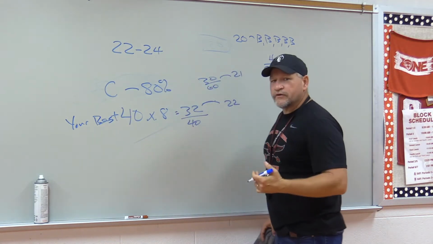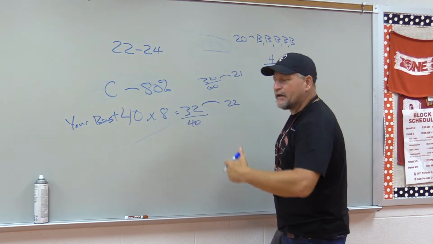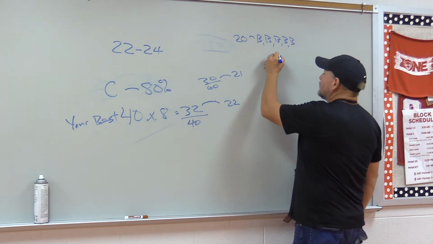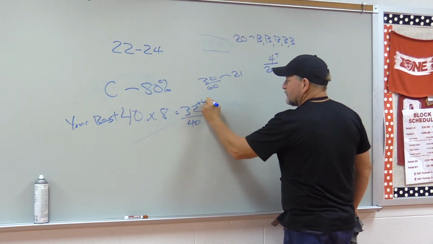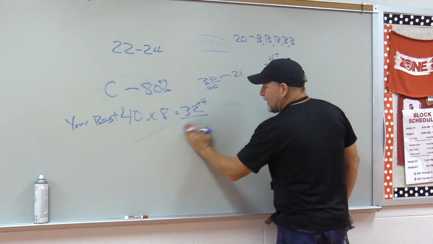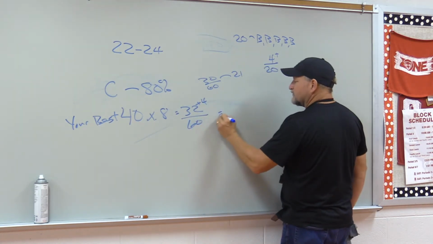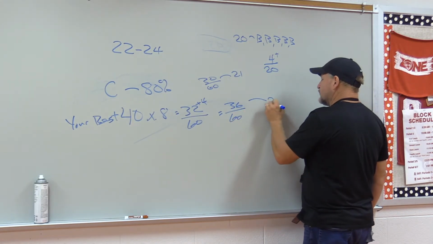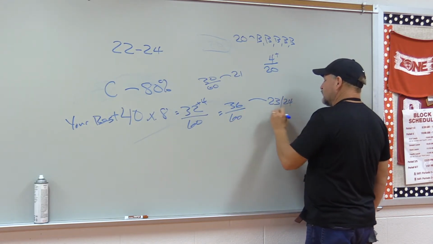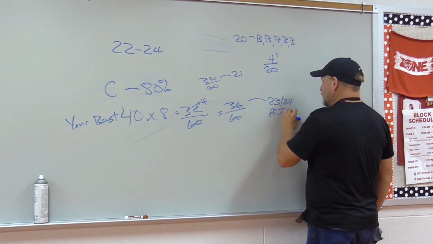You're owning the process, not being owned by the test. So we're going to take these 4 and we're going to add them to those 32. And now it's out of 60. So that gives us 36 out of 60, which equates to a 23 or 24 on the ACT math.